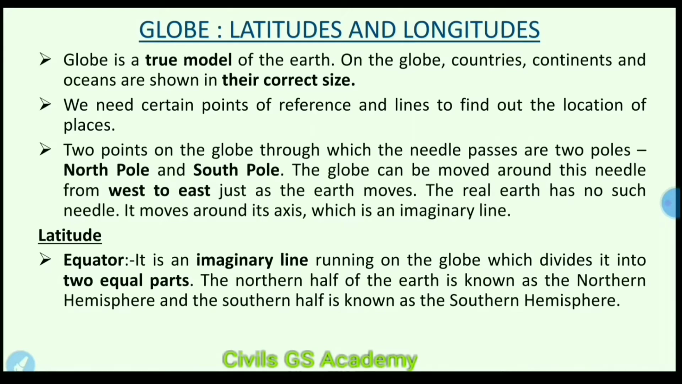Now we discuss latitudes. In the latitude, first we discuss the equator. What is the equator? It is an imaginary line running on the globe which divides it into 2 equal parts. The northern half of the Earth is known as the northern hemisphere and the southern half is known as the southern hemisphere. So, the equator divides the globe into 2 equal halves.